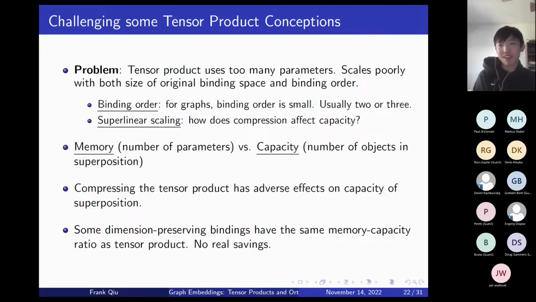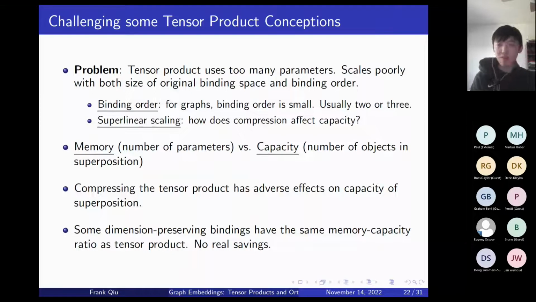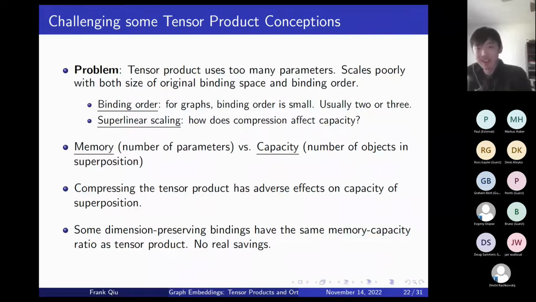In the second part, I'll be going over a brief comparison to existing popular methods, and specifically I'll try to challenge some conceptions you might have about the tensor product, about how it's inefficient, yada yada, and how if you peel back the picture, if you look a bit closer, at least in the context of graphs, these concerns about the inefficiency of the tensor product actually turn out to not be so important or turn out to be non-issues.